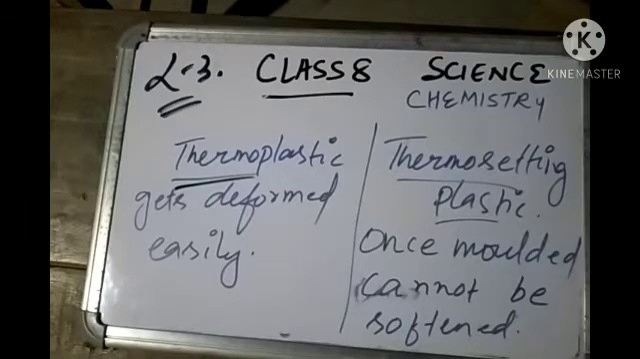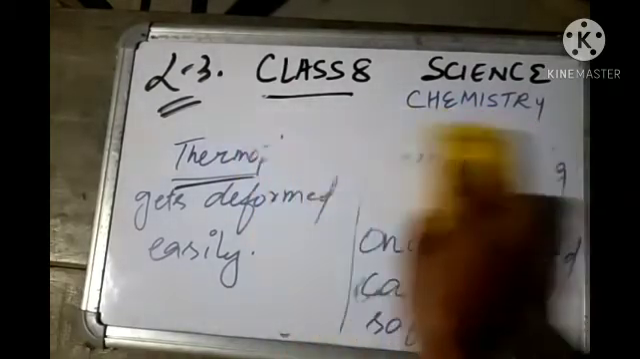So once molded. So regarding the example of thermoplastic, toys, combs, containers are examples of thermoplastic. And in case of thermosetting plastic, bakelite is taken as an example in your textbook, and bakelite is used for making electrical switches. I repeat, bakelite is used for making electrical switches.